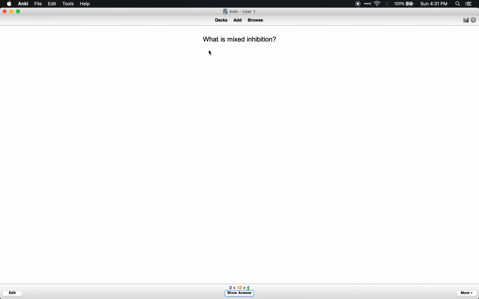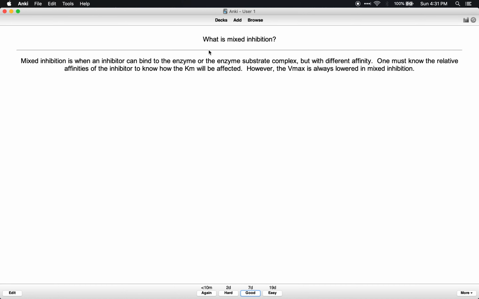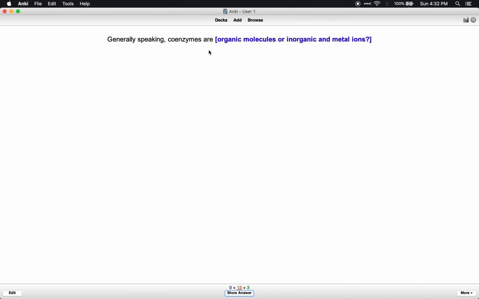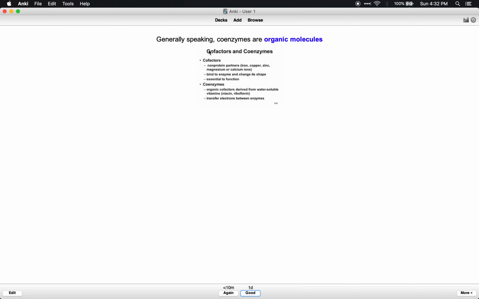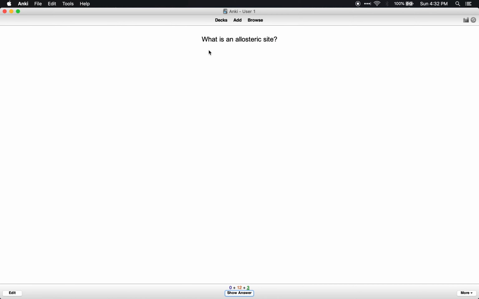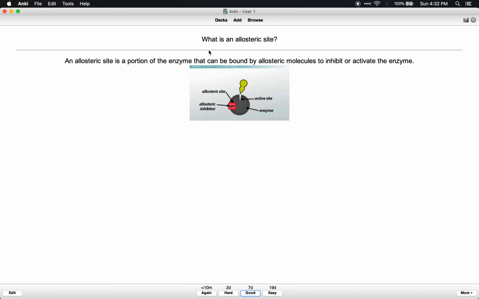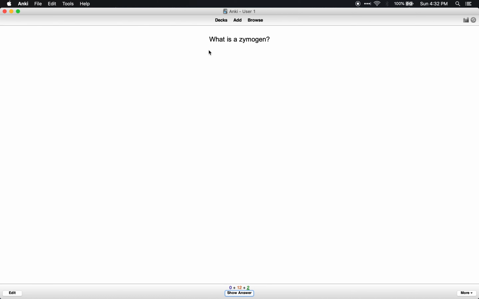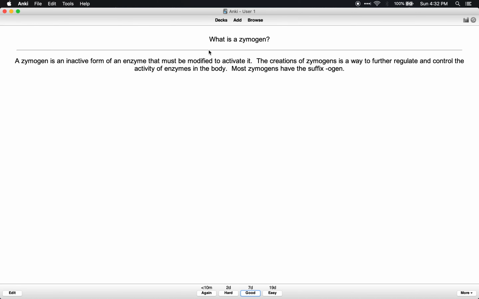Mixed inhibition is a combination of both uncompetitive and competitive. The inhibitor can bind to the enzyme or the ES complex, but with different affinities for each, and Vmax is always lowered. Generally speaking, coenzymes are organic molecules. Allosteric sites are sites away from the enzyme's active site that can be regulated by molecules. A zymogen is an inactive form of an enzyme that must be secreted.